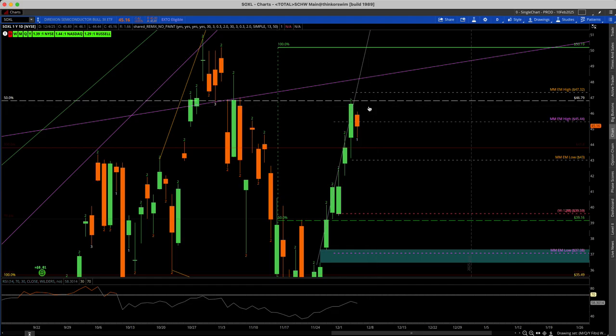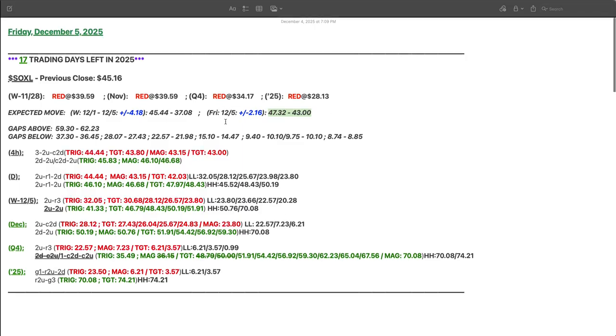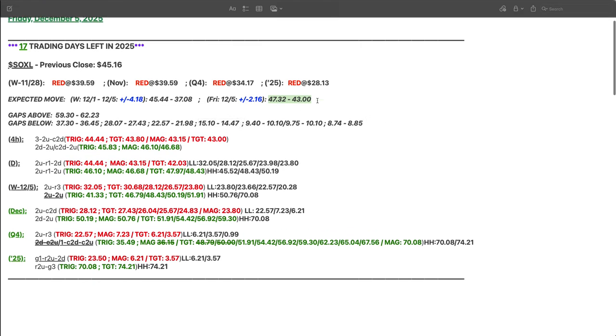Let's go to the notes just to look at the hard numbers, right? We talked about the market maker's expected move. We always keep our gaps above and below charted out as well. On this scalping chart, we're looking for higher lows at or above opening print to get into calls, lower highs at or below opening print to get into puts.